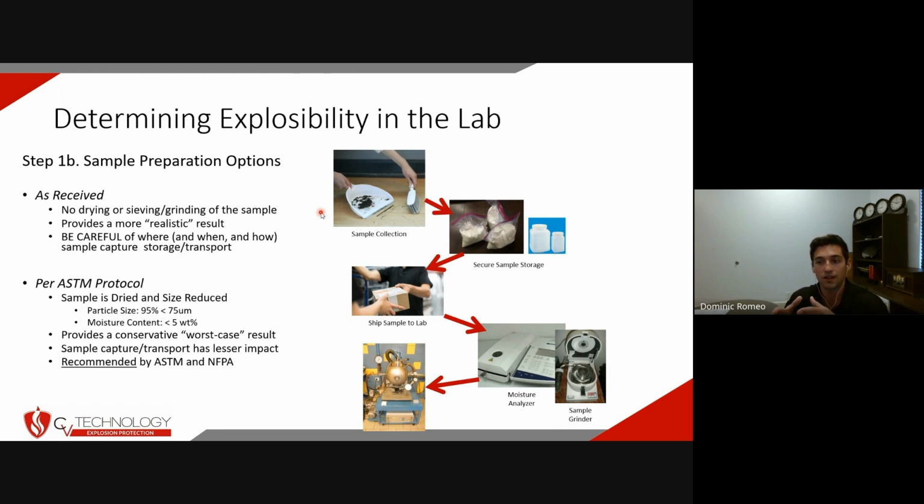Per American Society of Testing and Materials protocol, we're going to dry that sample and we're going to sieve that sample to less than 75 microns. And this is going to give you a very conservative worst case result. And this worst case result can be used across your process as long as nothing else in your process is lower than that 5% moisture content and having less than 75 microns, which 95% of the time it is not.